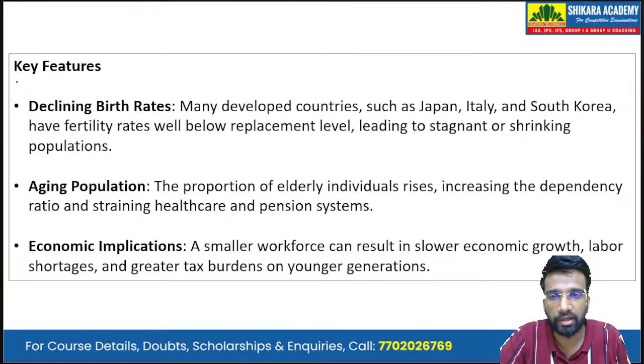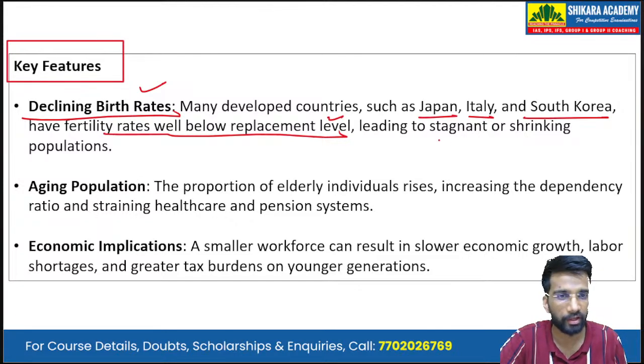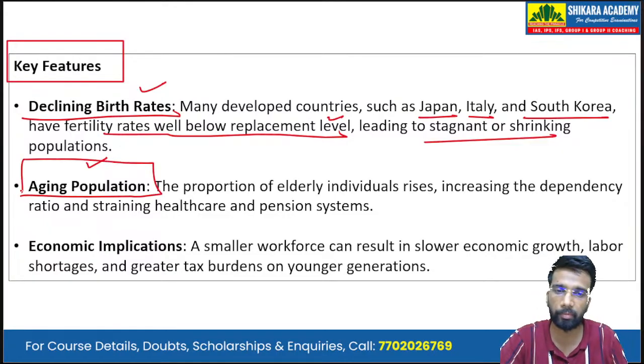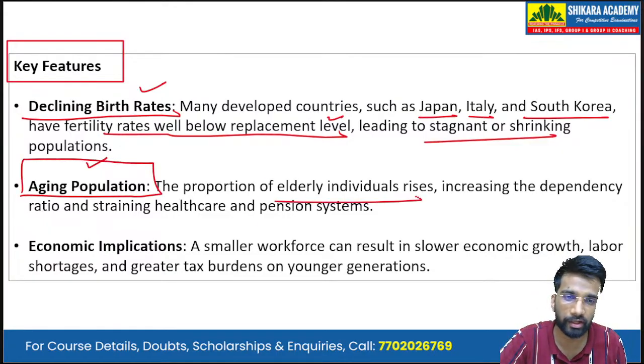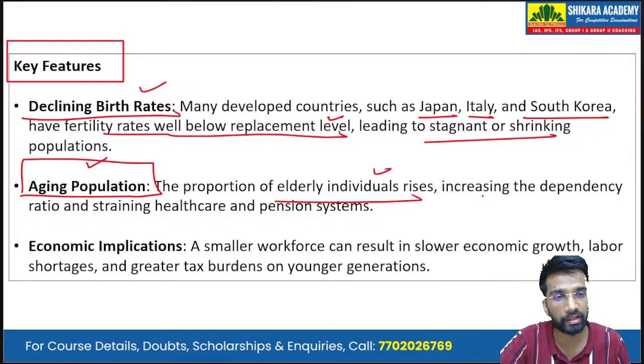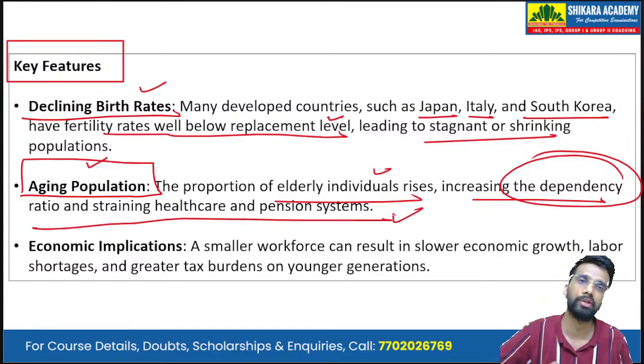Then we write the key features of a demographic winter. That is declining birth rates. Many developed countries such as Japan, Italy, South Korea have fertility rates well below the replacement level, leading to a stagnant or shrinking population. The second feature is the aging population. The proportion of elderly individuals in the population rises, increasing the dependency ratio and straining the healthcare and pension system.